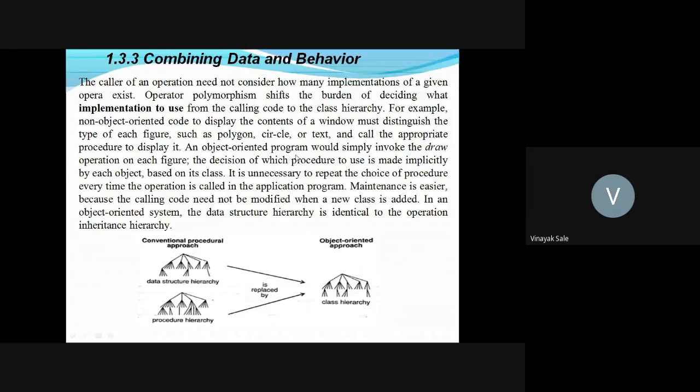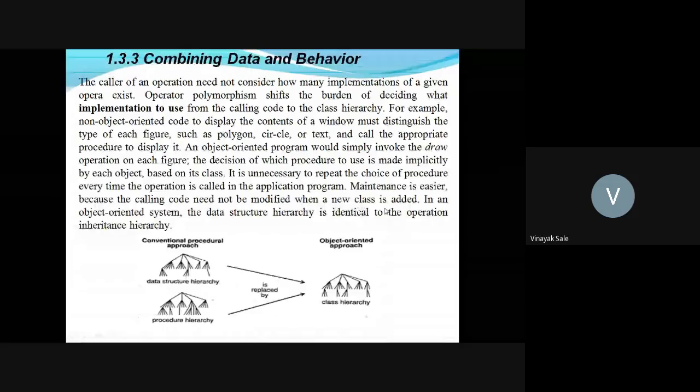An object-oriented program would simply invoke a draw operation on each figure. The decision of which procedure to use is made implicitly by each object based on its class. It is unnecessary to repeat the choice of procedure every time the operation is called in the application program. Maintenance is easier because the calling code need not be modified when a new class is added.